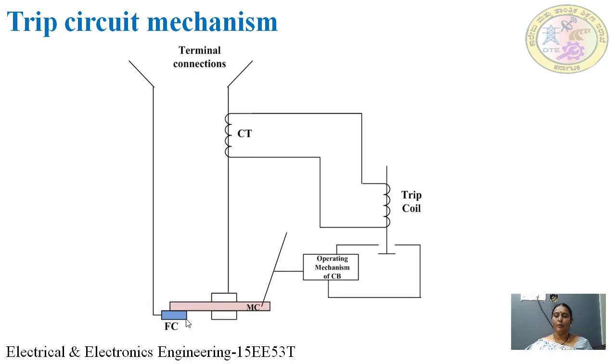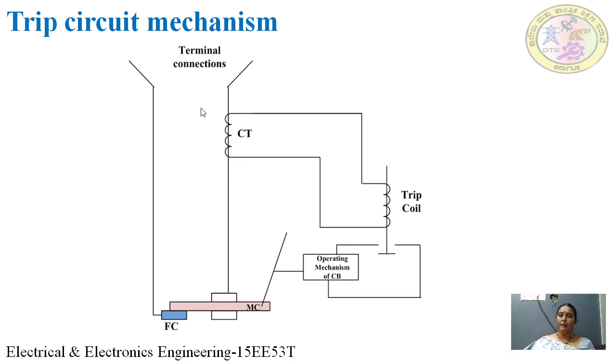Because of the opening, there will be an arc formation between the moving contact and the fixed contact. After that, there is arc extinction as the moving contact and the fixed contact separate. Likewise, the tripping mechanism occurs in a circuit breaker. I will repeat this once again.